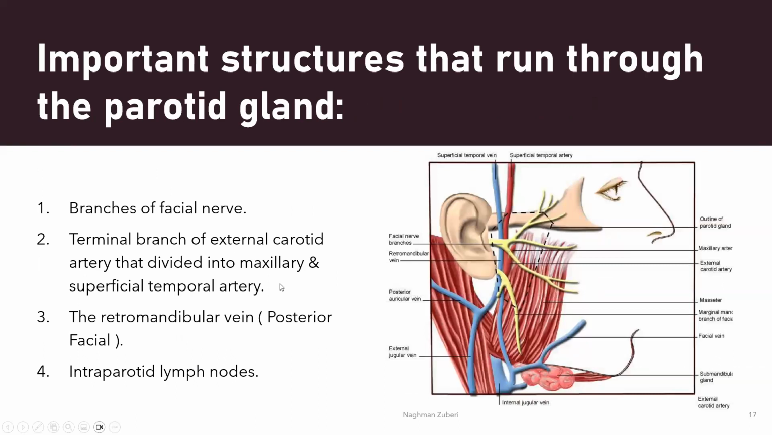Important structures that run through the parotid gland. Questions come on this. Branches of the facial nerve, terminal branch of the external carotid artery that divided into maxillary and superficial temporal artery, the retromandibular vein, that is the posterior facial, and intraparotid lymph nodes.